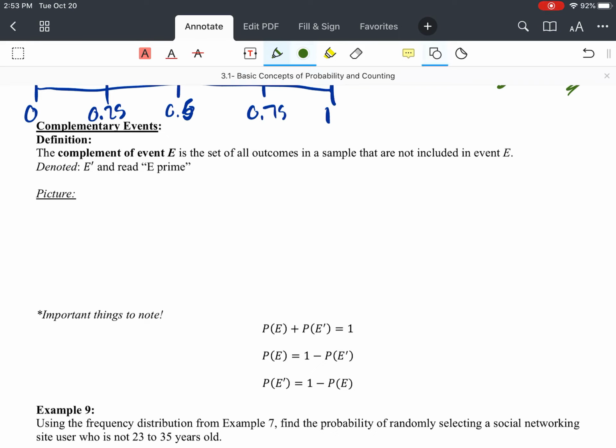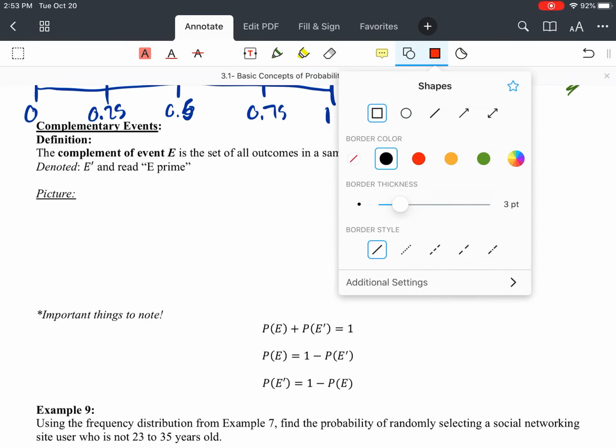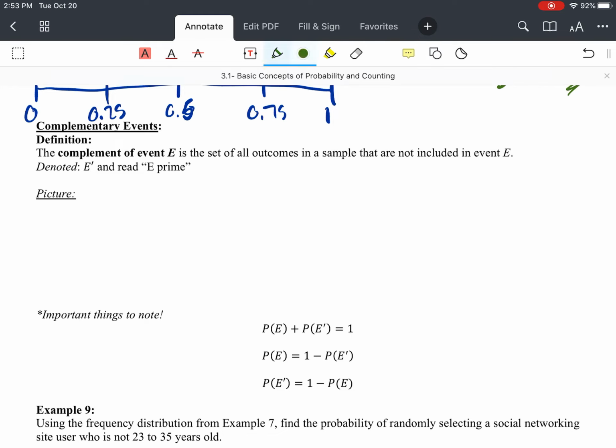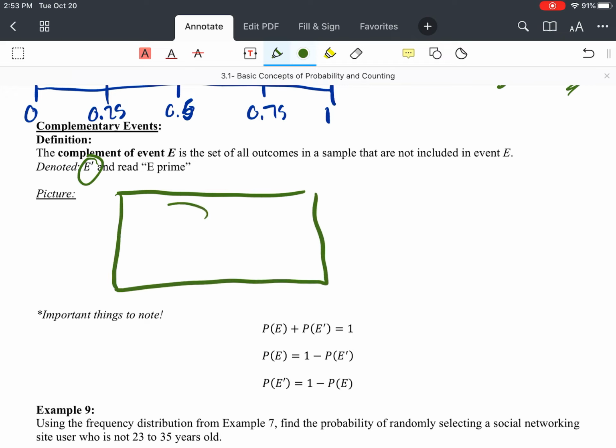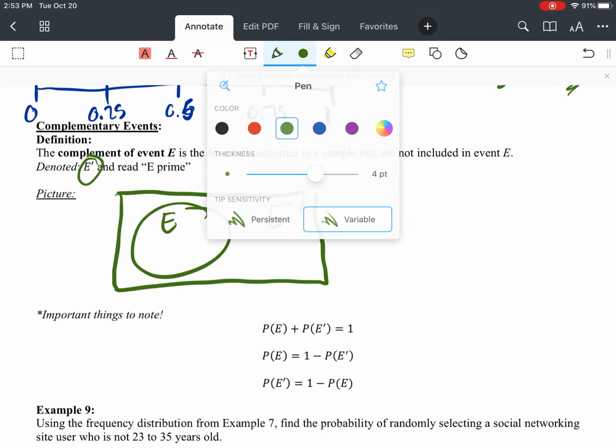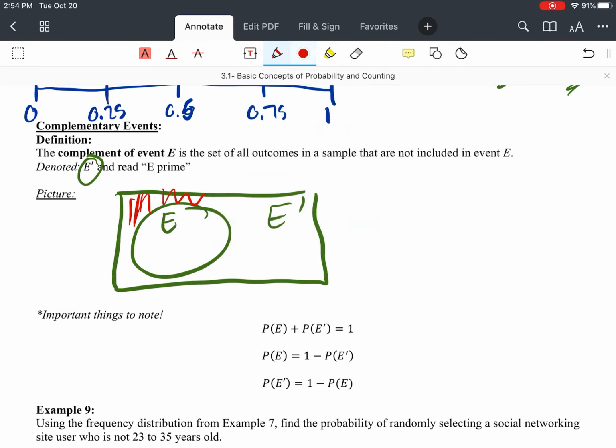All right, so now let's talk about a complement. A complement of an event E is the set of all outcomes that are not included in the event. We denote it with this E with a little tick next to it. So this is E prime. If I were to draw a picture of this, let's say I have this sample set, and I have this sample in here, and we're going to call this E. E prime is all of this information on the outside of E. So it's everything that's not included in E.